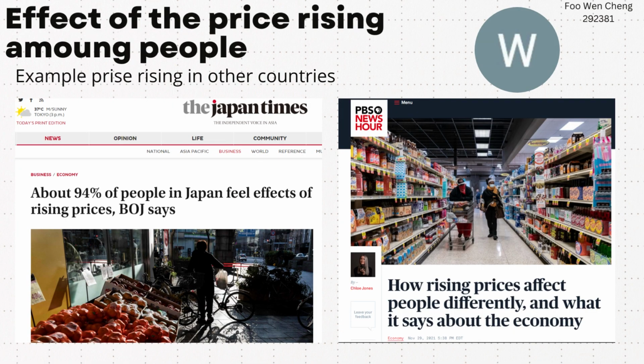These are a few instances of inflation in various nations. Although Japan and the United States are powerful nations that can influence the global economy, their citizens will also be impacted by inflation.